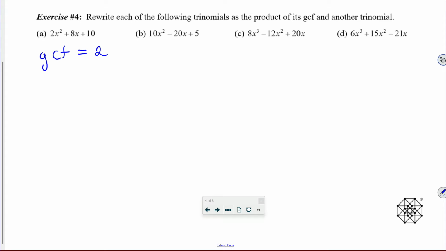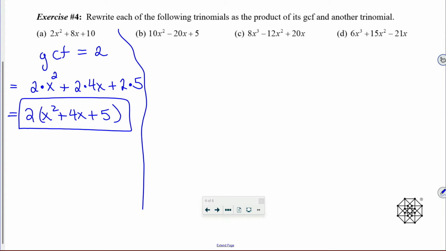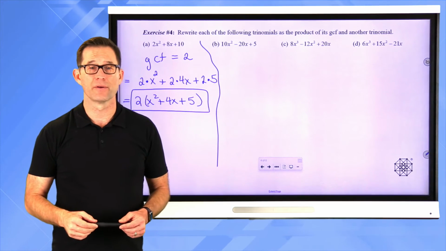It's just 2. And in fact, this trinomial can be thought of as 2 times x squared, well, that doesn't look like an x squared, 2 times x squared plus 2 times 4x plus 2 times 5, in which case we can rewrite it as 2 times x squared plus 4x plus 5. Simple, right? Why don't you go ahead and do letter B on your own?